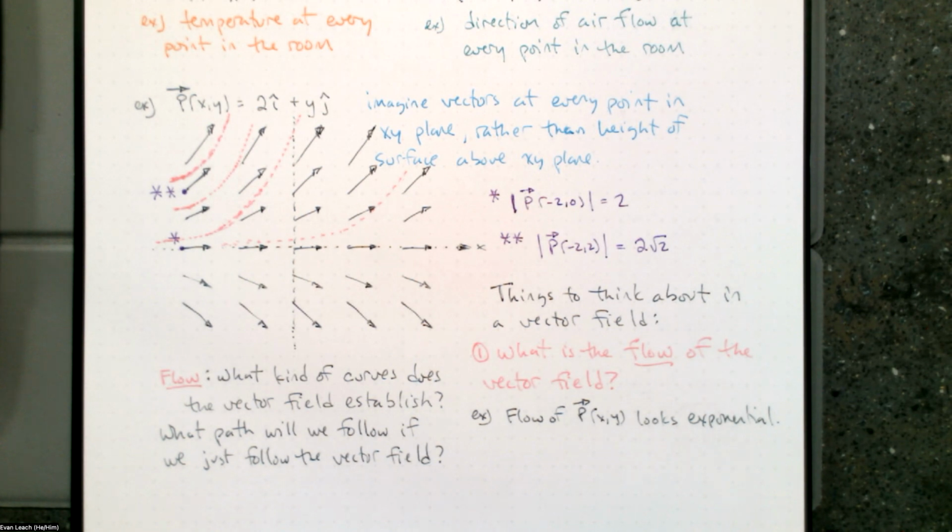It looks exponential just kind of from this hand wavy standpoint, because as we get further away from the x-axis, our vectors are going to get steeper, carrying us further away from the x-axis, causing our vectors to get steeper still. So yeah, that makes sense.